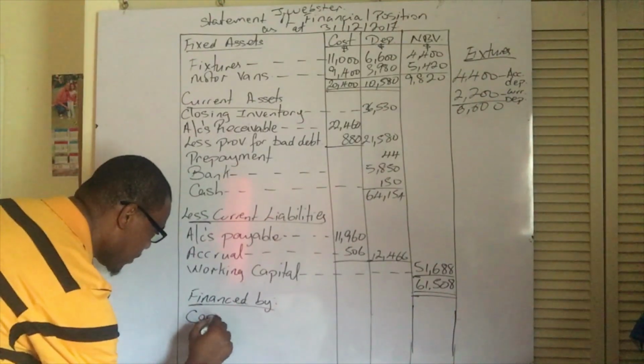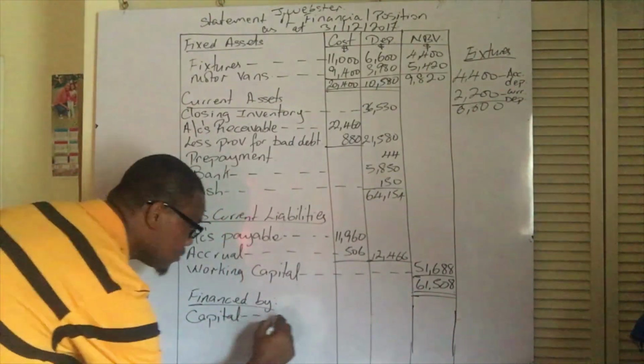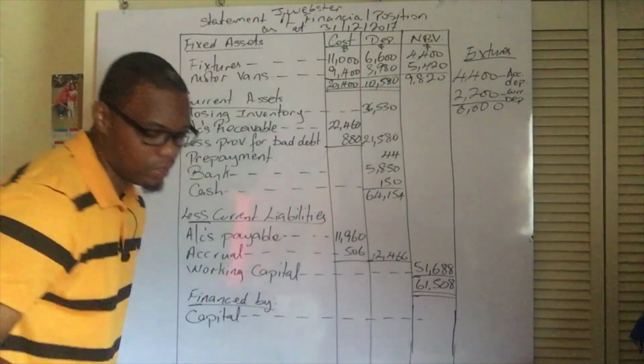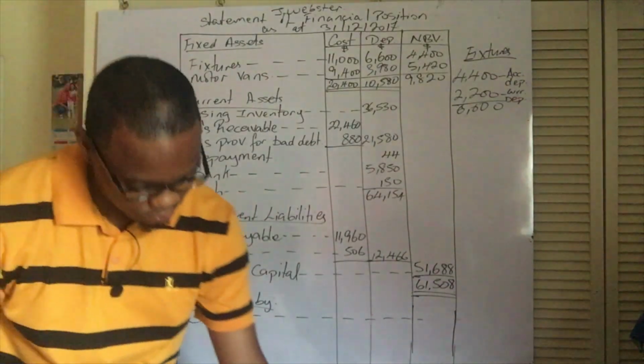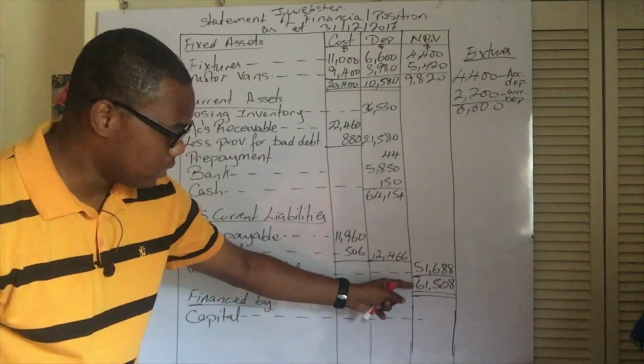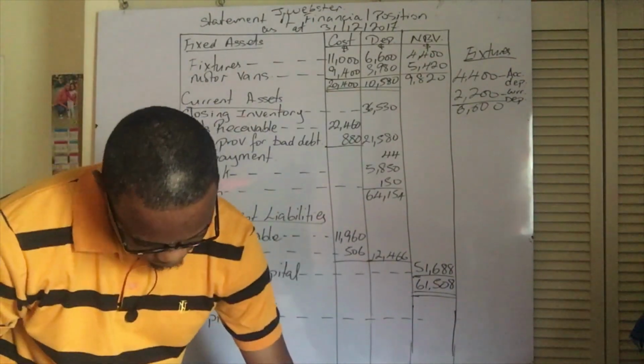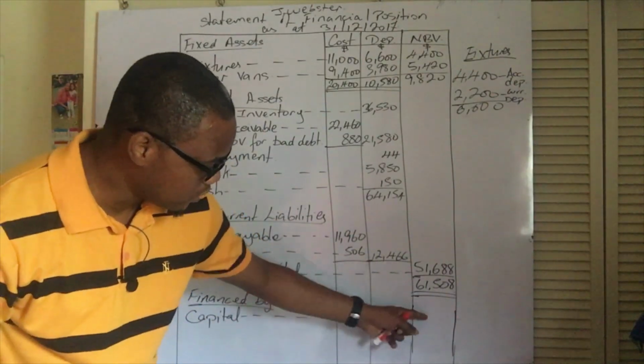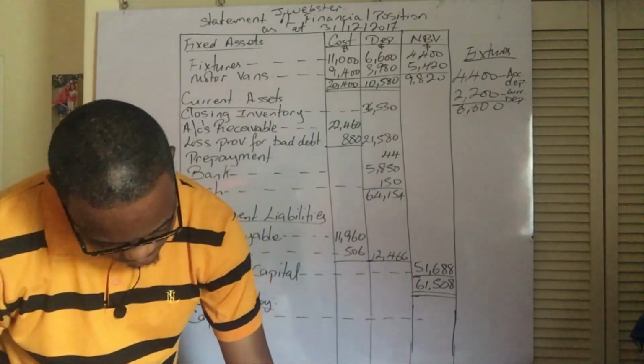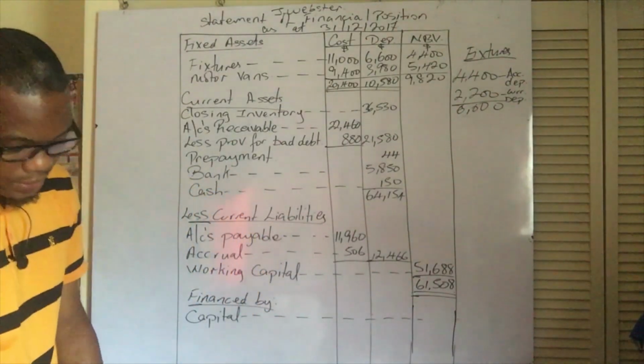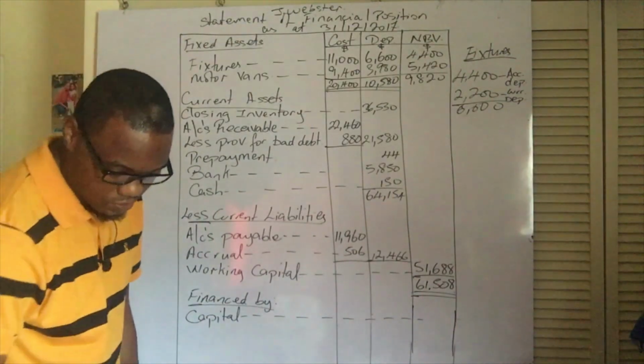So you're going to write capital, right? That is what we call the opening capital now. This figure is actually what they call closing capital too. This is closing capital, and then this one would be opening capital. So the business was financed by capital. The capital figure, you'll find it in the trial balance, 47,933.